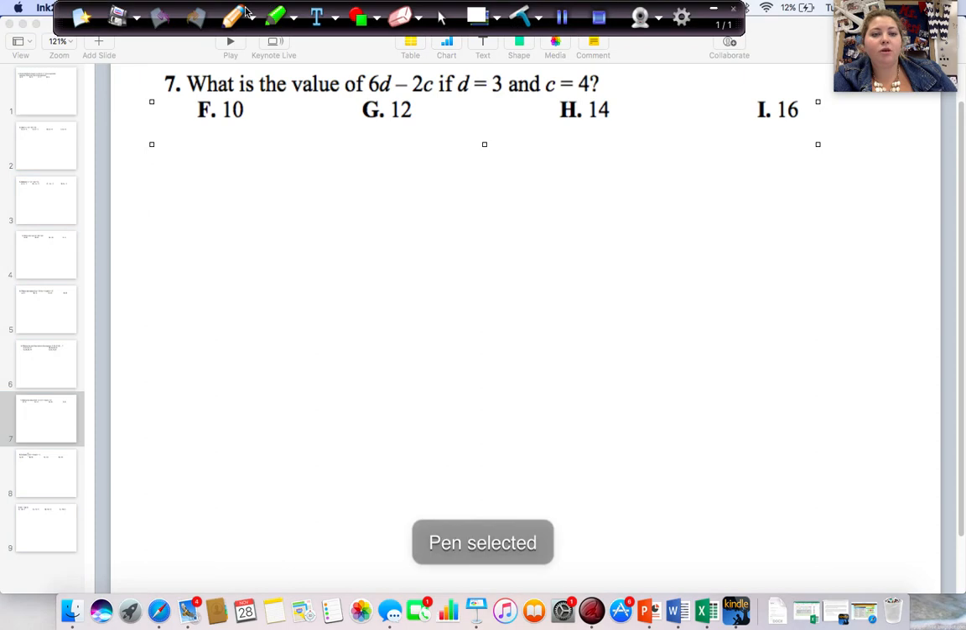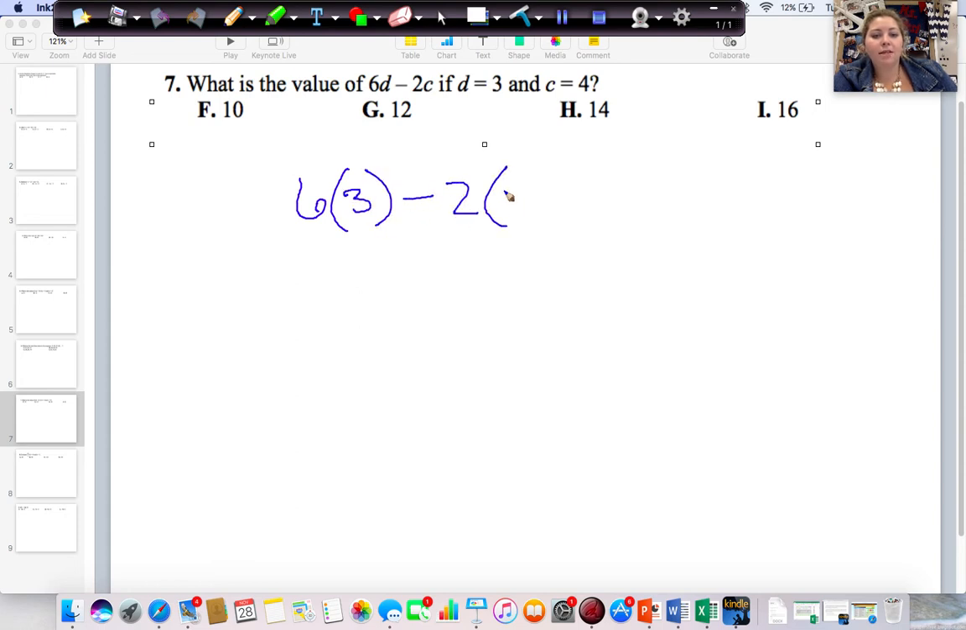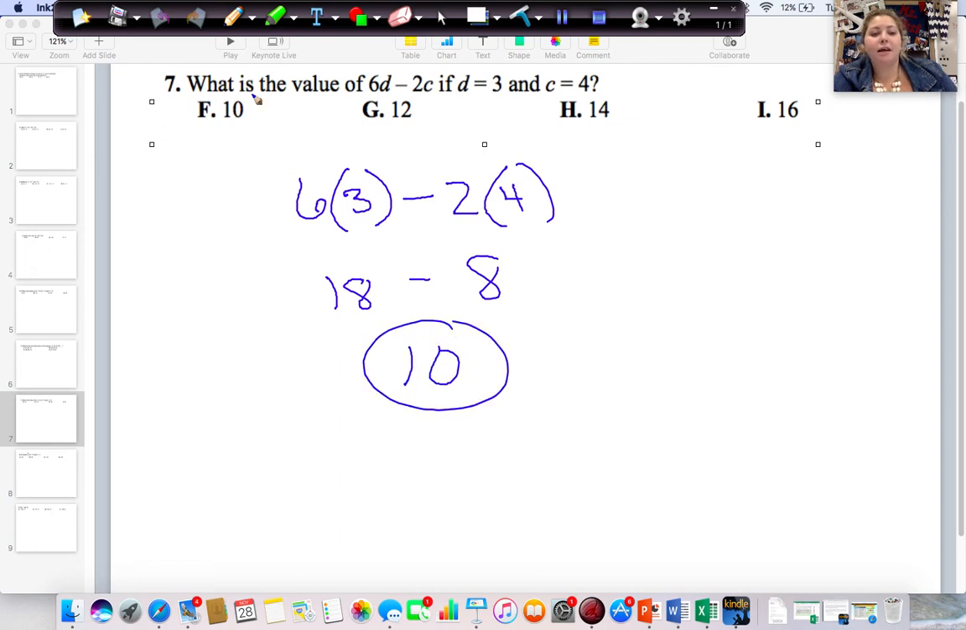Okay, what is the value of C times D minus 2 times C? So 6 times D, and D is 3, minus 2 times C, and C is 4. 6 times 3 is 18, 2 times 4 is 8, and 18 minus 8 gives us 10. So our answer is 10, F.